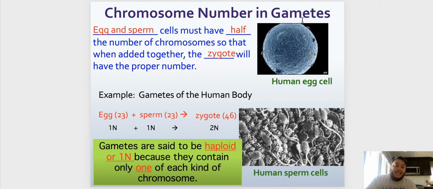So what we need to do is we have to half the number of them. We need to take the egg cell that has 46 and we need to half it into 23. We need to take the sperm that has 46. We need to half that into 23. Then they're able to fuse and become a zygote that has the proper number. So the whole process of meiosis, which we're going to get into, is to go through that halving process so that we can properly fertilize an egg. All right.